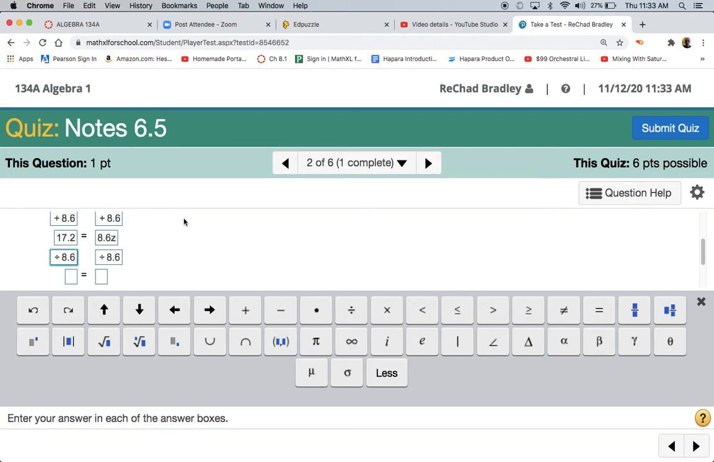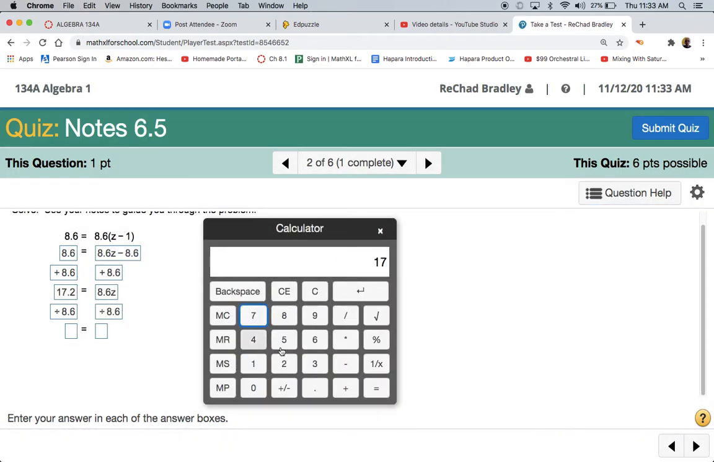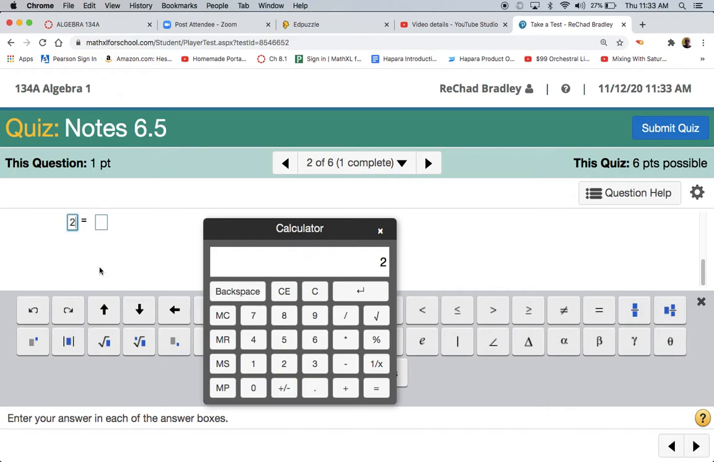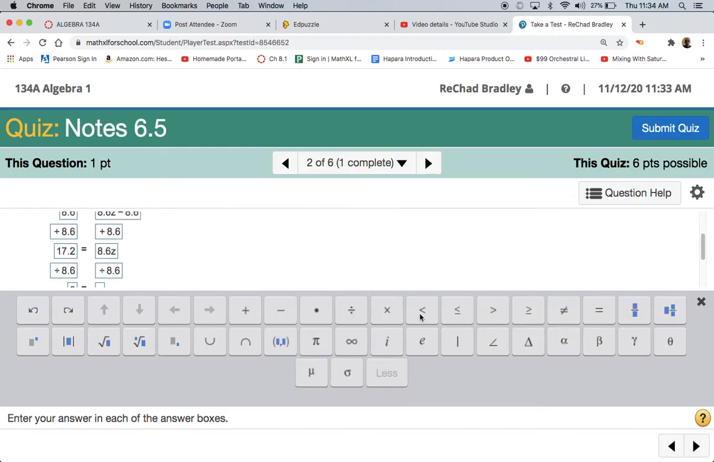Now we divide those two, and again, 17.2 divided by 8.6 just to make sure is 2. Just remember that you need to keep things on the proper side and that the only thing that comes down from here is your z. As long as you've got that understood, you should be good to go.